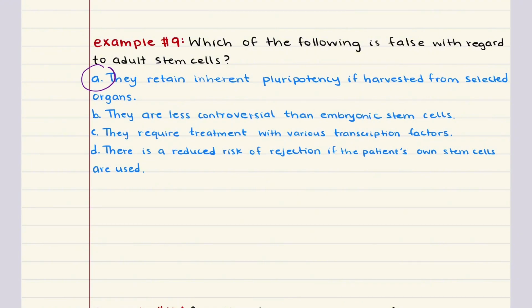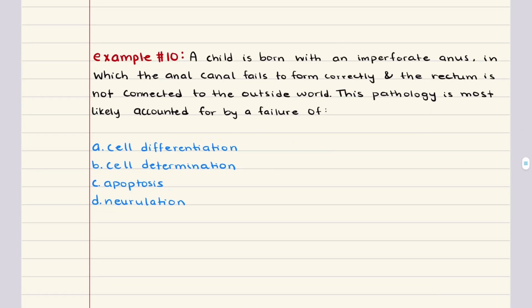Let's move on to problem 10. It says a child is born with an imperforate anus in which the anal canal fails to form correctly and the rectum is not connected to the outside world. This pathology is most likely accounted for by a failure of blank.